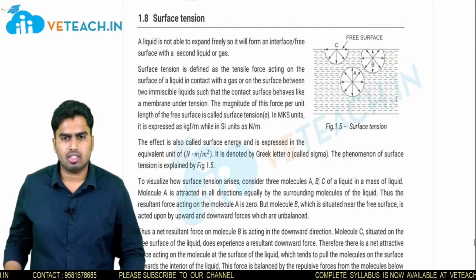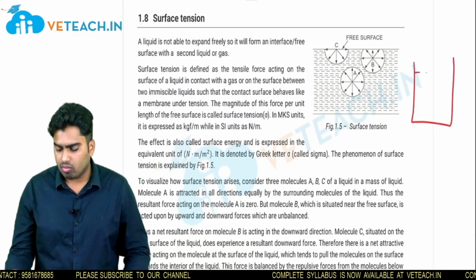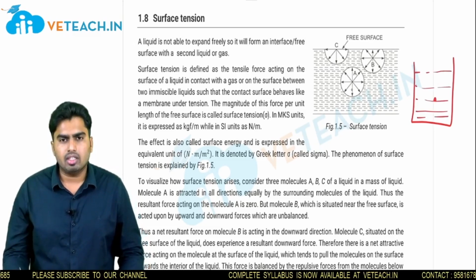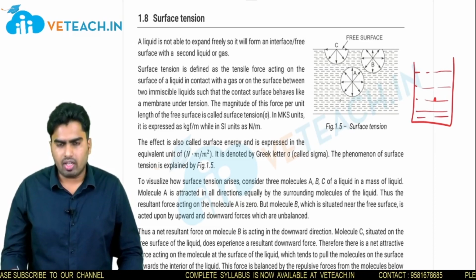Next is surface tension. So what is surface tension? For example, take a beaker with water. Let us take molecules inside it. Let us take the example here. Here the molecule A has forces acting everywhere, right?